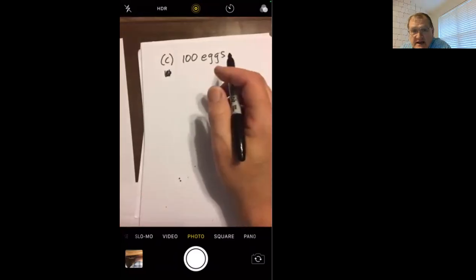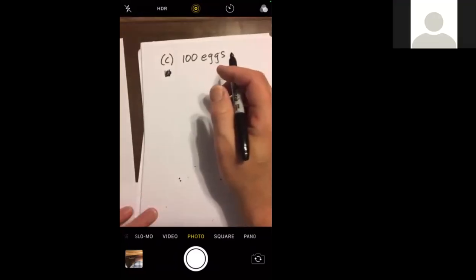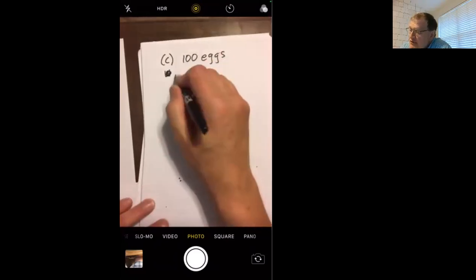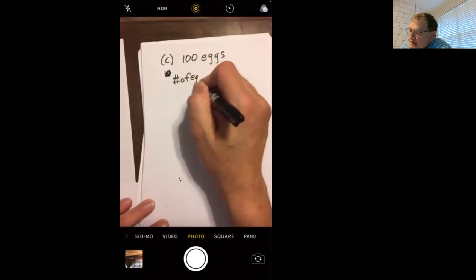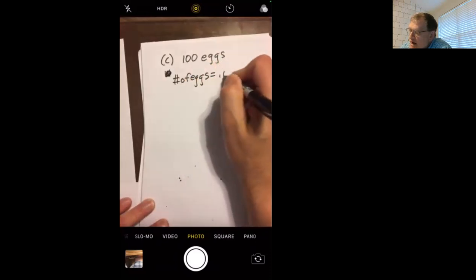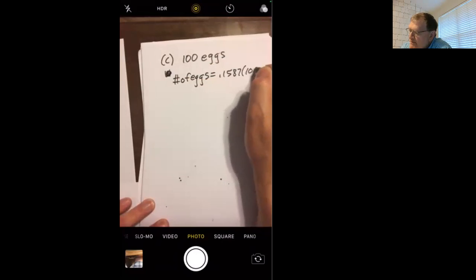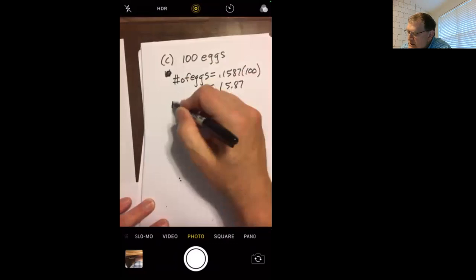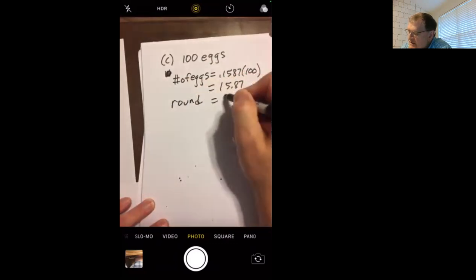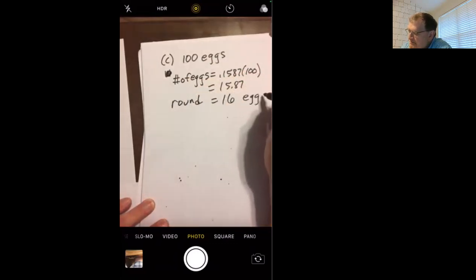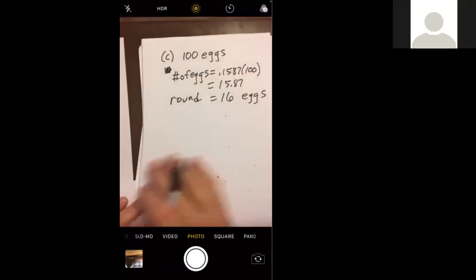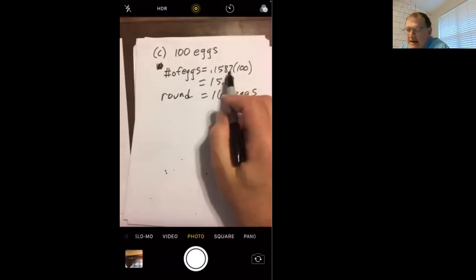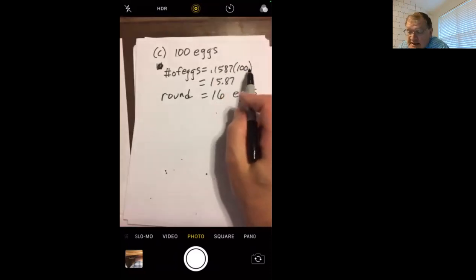You're actually going to get the exact same answer as the previous part, because it's the same percentage and the same number of eggs. So your number of eggs will be 0.1587 times 100, 15.87, which rounds to 16 eggs. Wow. You're just on the right side of the normal curve, but you got the exact same percentage, and they asked about the exact same number of eggs.